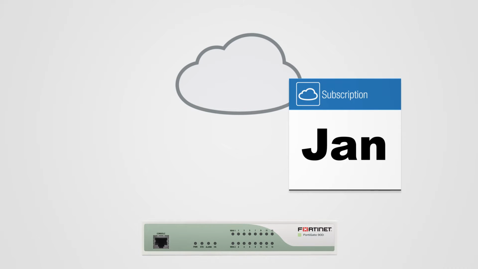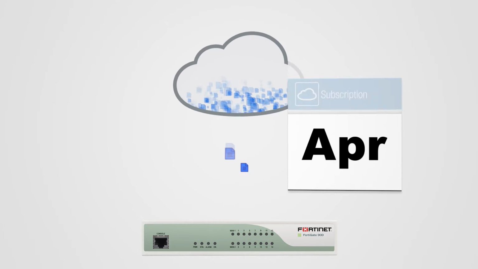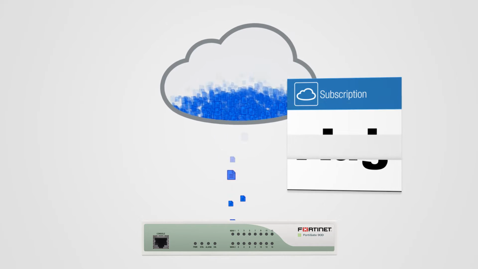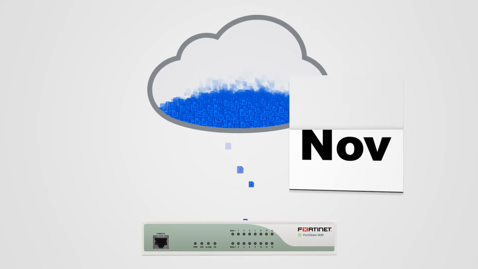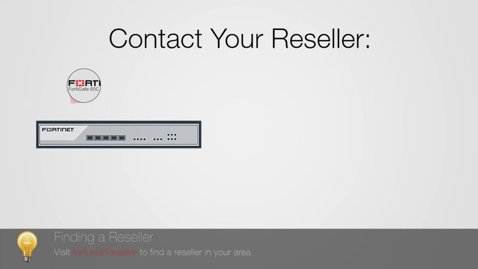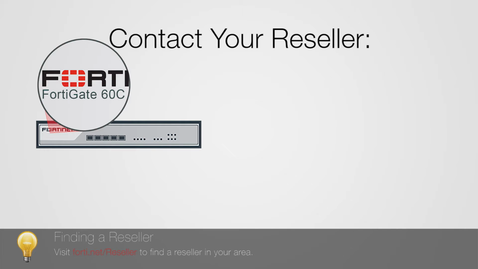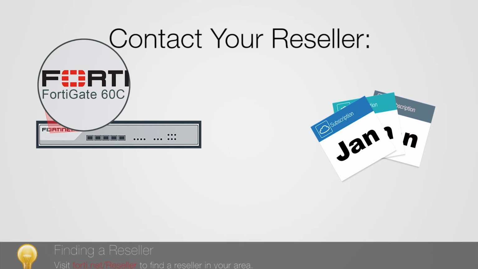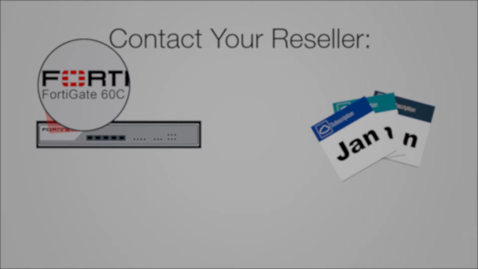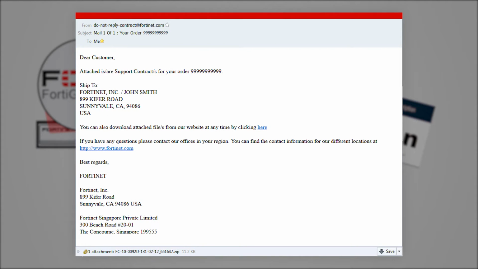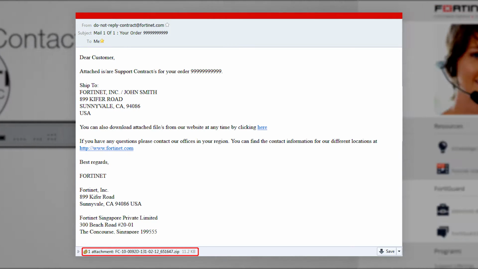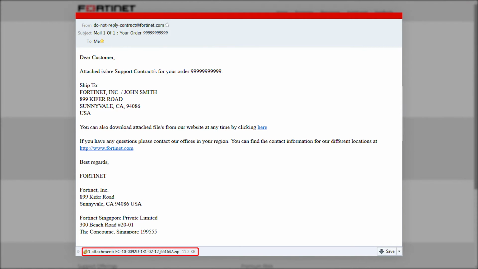The FortiCloud Analysis Service is available as an annual subscription, retaining your logs for up to 1 year. To purchase, contact your reseller with the model of your Fortinet device and the desired 1, 2, or 3 year service term. Upon purchasing the services from your reseller, you will receive the service registration document via email, which also includes the service entitlement summary containing your contract registration code.